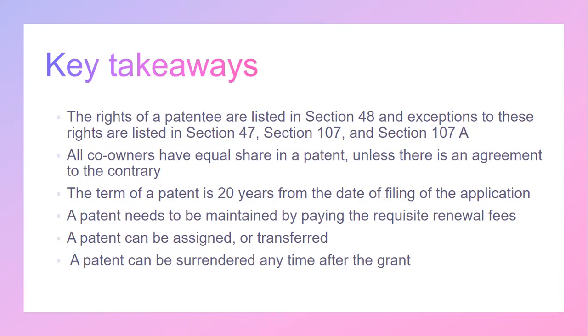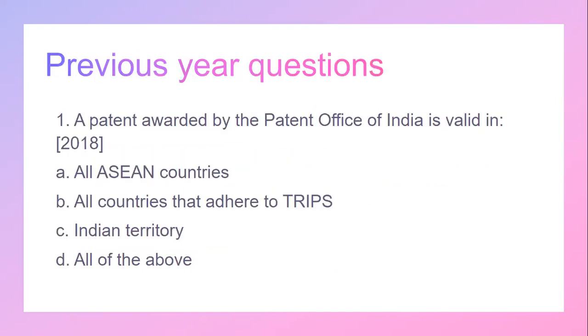So I'll just quickly take up some questions. Let's move to the next slide. I want someone to answer this question. This was in the 2018 patent agent examination. A patent awarded by the Patent Office of India is valid in Indian territory. Yes, so a patent which is granted in India will have effect only in the Indian territory. For other countries, it will not give you rights.